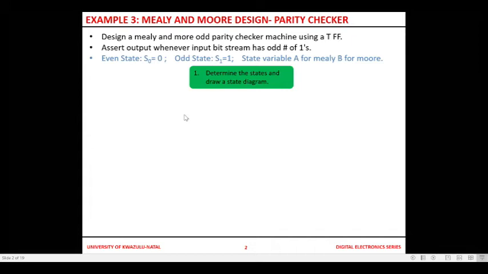So the most important thing, as we said, what is the meaning of your state? Here, if you check carefully, you should determine whether you are in the even or odd state. If you are in this state, when the 1 comes, you go to the next. When the 0 comes, you remain there. So even state, we call it S0, odd state S1.